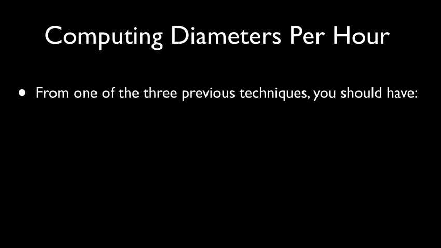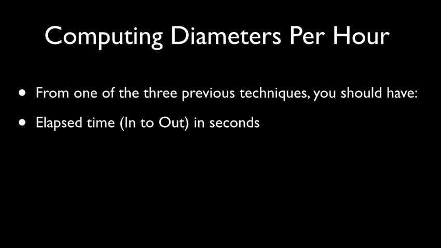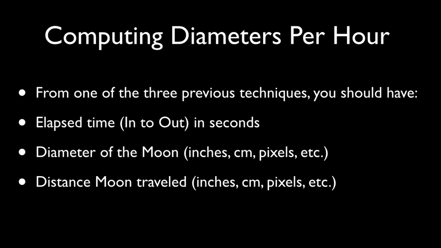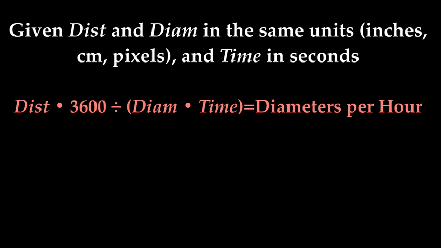Computing diameters per hour. If you've done one of the previous three techniques, you should have the elapsed time in seconds, the diameter of the moon, using whatever units were convenient for you, inches, centimeters, or pixels, for example, and the distance the moon traveled, using these same units. This formula uses dist, diam, and time. Just multiply dist by 3600 and divide by the quantity of diam times time. This will result in moon diameters per hour.